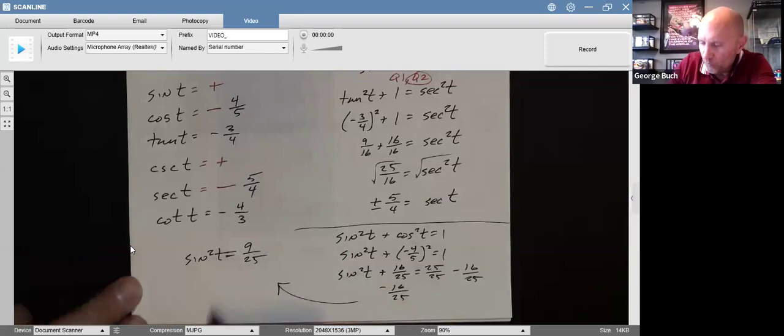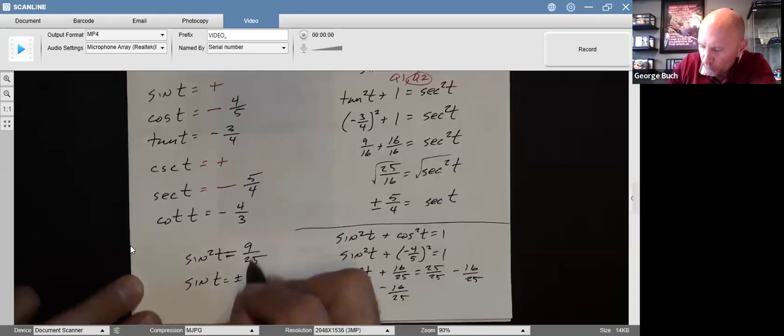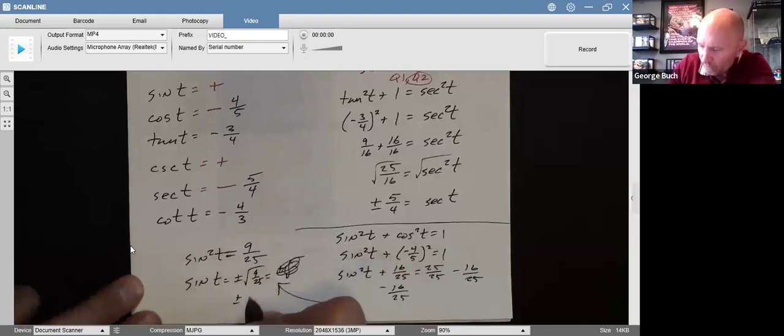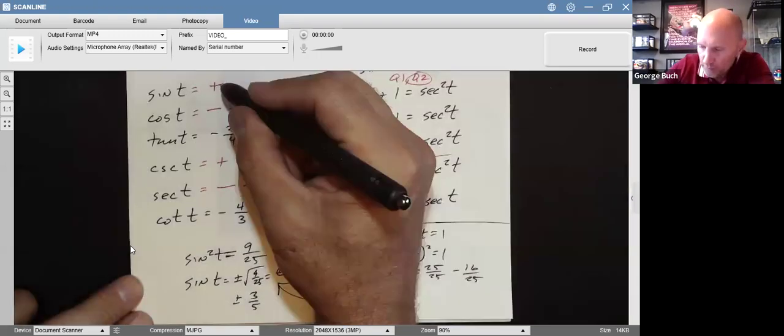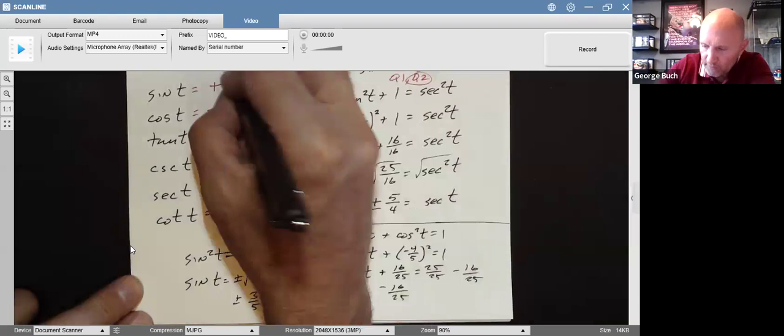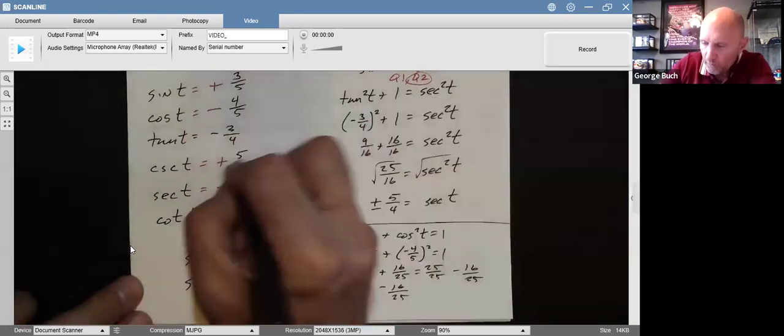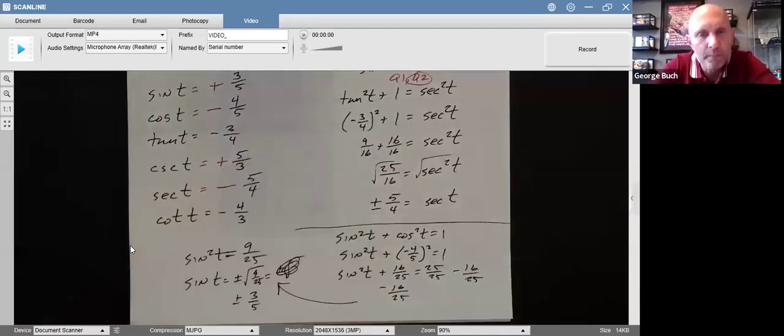And now take the square root. Sine of t is plus or minus the square root of 9 over 25, which is plus or minus 3/5. But I already determined sine gets the positive value, so this one is 3/5. And then to figure out cosecant, just take the reciprocal, so 5/3. And that's how you would figure out the remaining trig values.